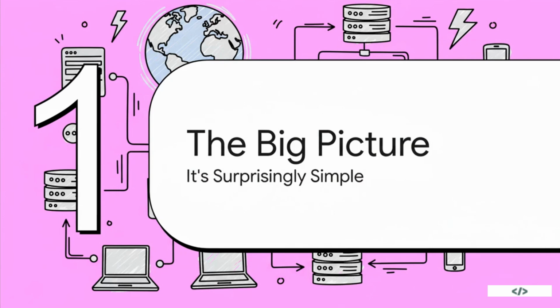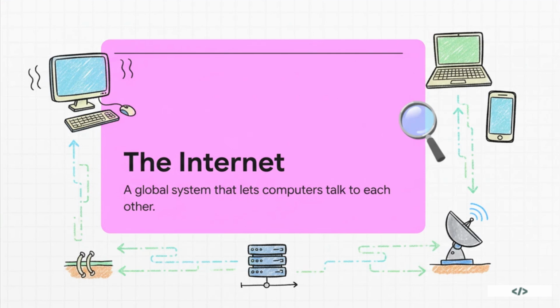Okay, so let's zoom out and start with the big picture. Because believe it or not, at its heart, the internet is built on an idea that's actually really simple. I mean, that's pretty much it. Seriously, forget all the complicated jargon you hear. Forget about the cloud for just a minute. All the internet really is, is a giant global system that just lets computers talk to each other. That's it. Whether it's your phone, your laptop, or some massive server halfway around the world, they're all just having a conversation.